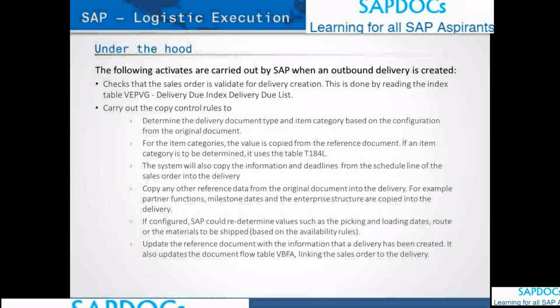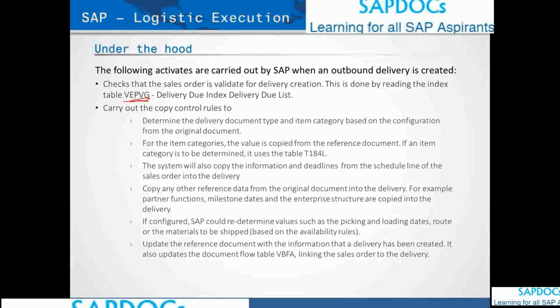So now let's have a look at what happens technically when you create an outbound delivery either in the delivery due list or via VL01. The first thing that the system does is that it checks the index table, VEPVG. When it runs the delivery due list, it reads that table and presents that table to you.